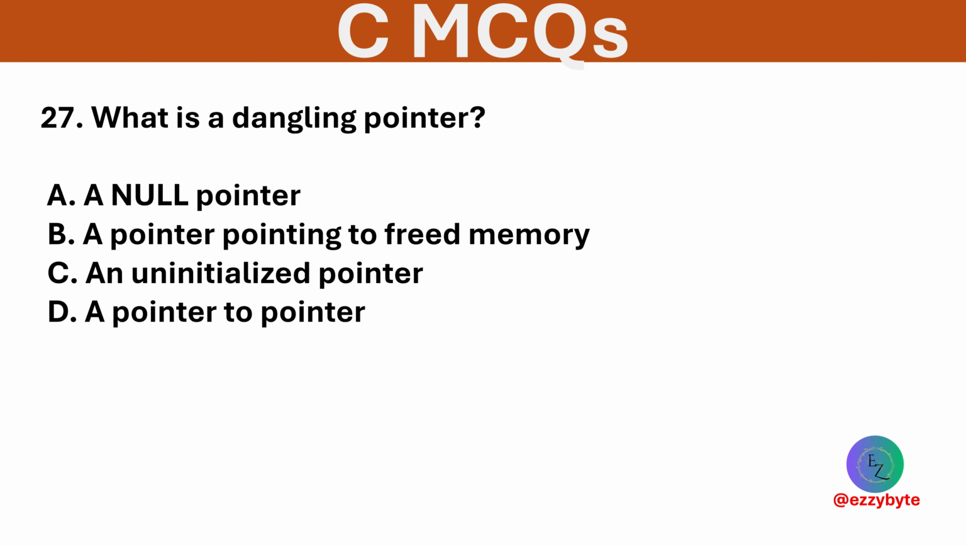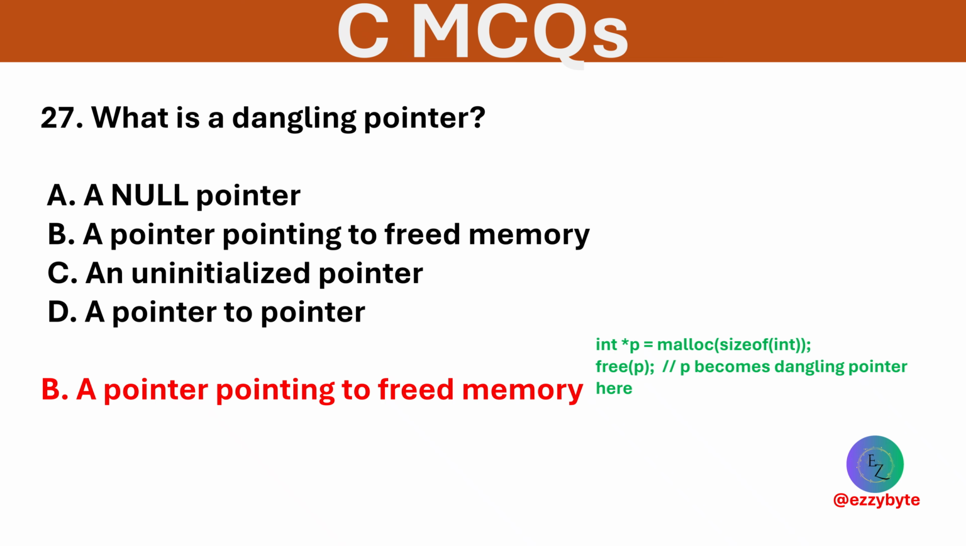What is a dangling pointer? Options are a null pointer, a pointer pointing to freed memory, an uninitialized pointer, a pointer to pointer. Option D is correct. It points to memory that is already freed.